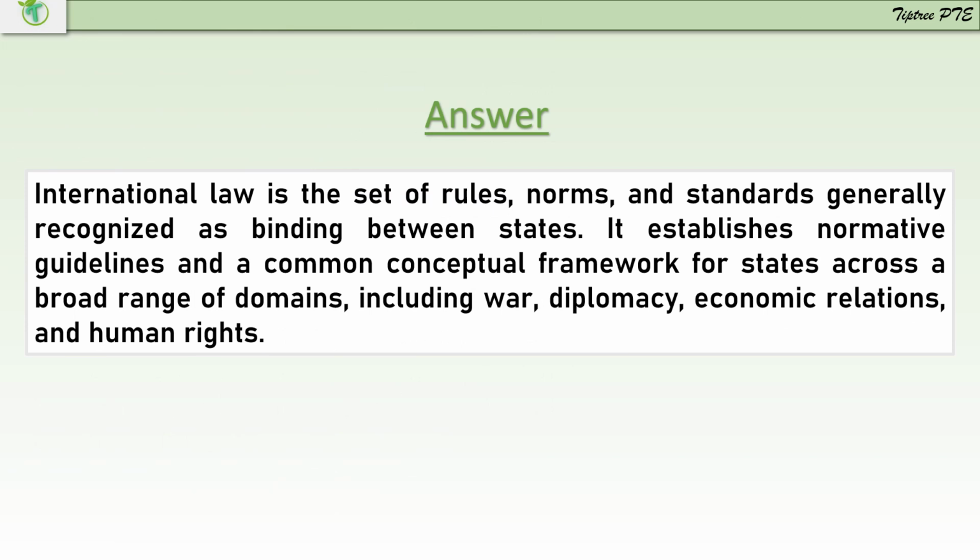International law is the set of rules, norms, and standards generally recognized as binding between states. It establishes normative guidelines and a common conceptual framework for states across a broad range of domains, including war, diplomacy, economic relations, and human rights.